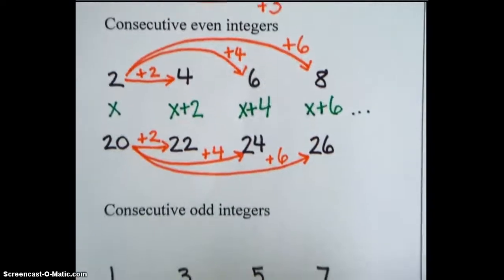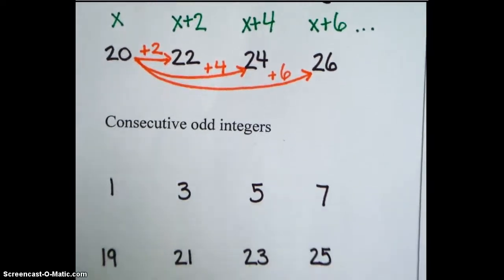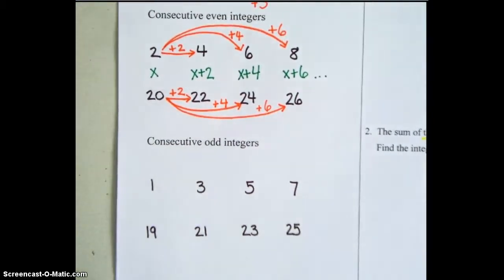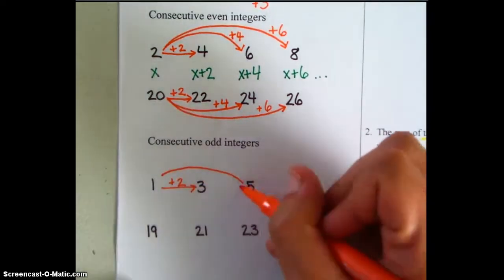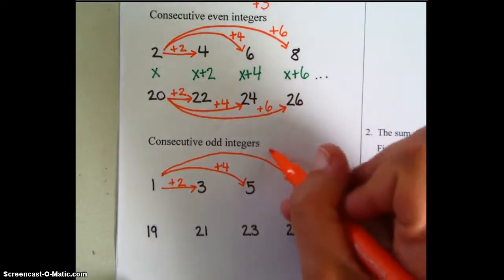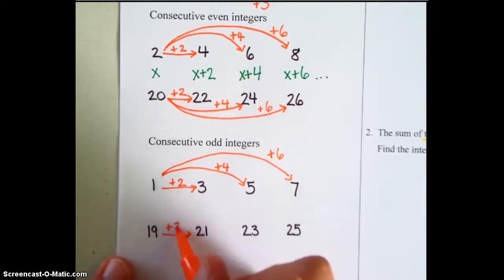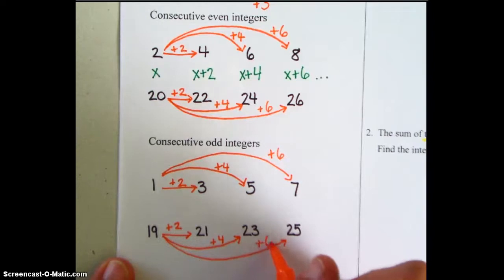Let's take a look at consecutive odd integers. Let's say we start at 1 and then 3 and then 5 and then 7. And then let's look at 19, 21, 23, and 25. To get from 1 to 3, what do we add? We need to add 2. To get from 1 to 5, we need to add 4. To get from 1 to 7, we need to add 6. On the bottom, to get from 19 to 21, we're going to add 2. To get from 19 to 23, we'll add 4. And then to get from 19 to 25, we'll add 6.